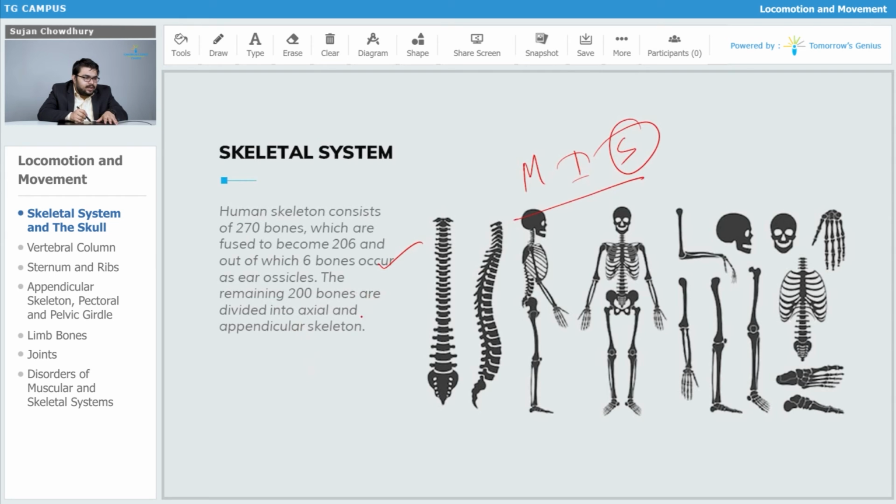So, the remaining 200 bones are divided into axial and appendicular skeleton. So yes, we have got 6 bones which are present in the middle ear, coming from the tympanic membrane and sending the impulse to the windows of the inner ear. And thereafter we have got 200 remaining bones which are present in the axial and appendicular skeleton, joined with each other, designed exclusively for their characteristic functioning, which ensures locomotion and movement in us.